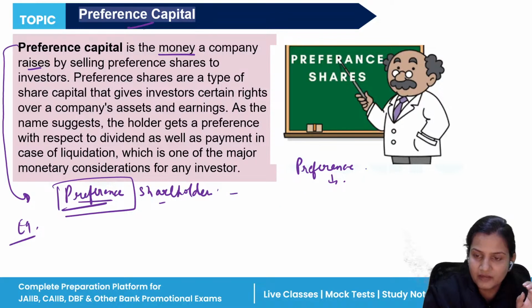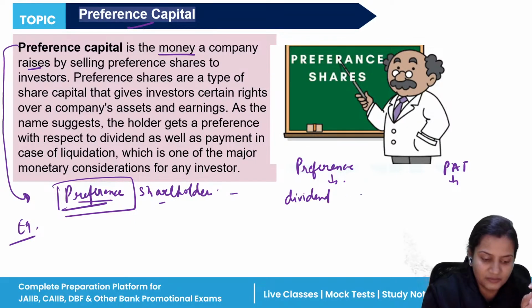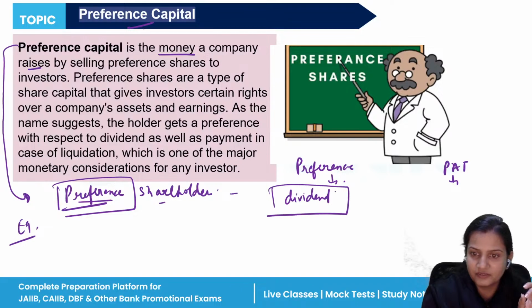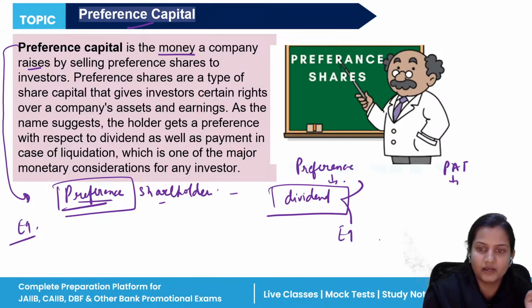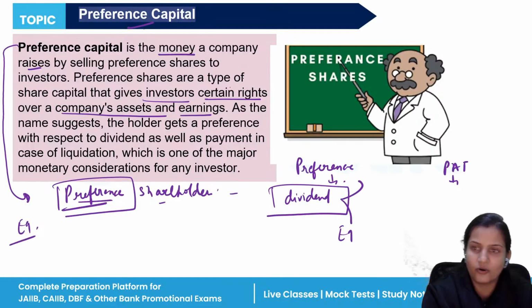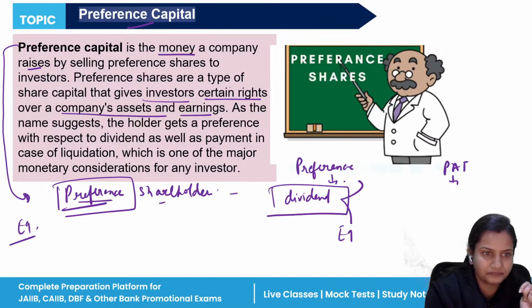What preference? Whenever the company makes a profit, first the dividend is given to whom? These preference shareholders. Whatever earnings are left, the first dividend preference is given to them. After that, whatever is left is divided among equity shareholders. Preference shares are a type of share capital that gives investors certain rights over a company's assets and earnings. They have only a few rights, not all the rights which equity shareholders have.